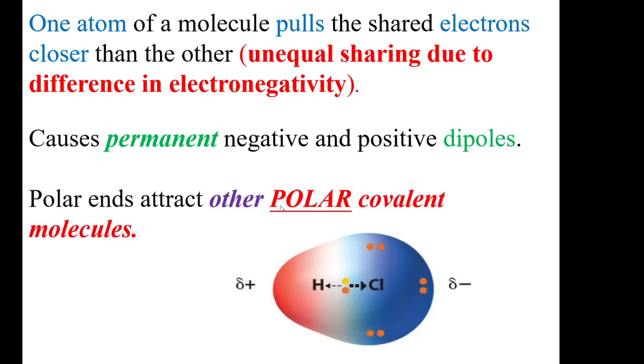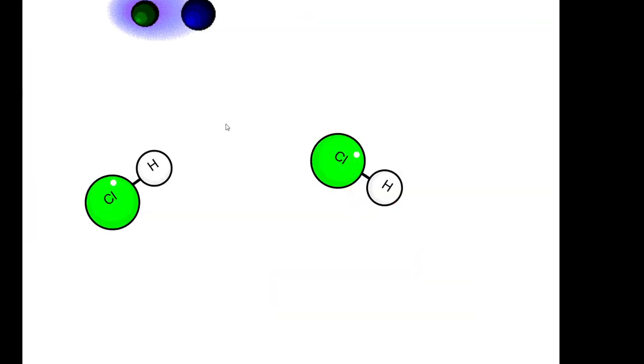Polar ends attract other polar covalent molecules. So if we had a bunch of hydrochloric acid together here, the chlorine side would be attracted to this hydrogen side over here. So it would create a pretty relatively strong force, especially compared to London dispersion forces. As we go through these, they're getting stronger and stronger. Okay, so this would be like NaCl or something like that, and this is hydrochloric acid.